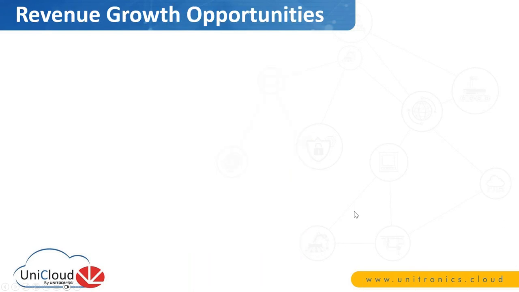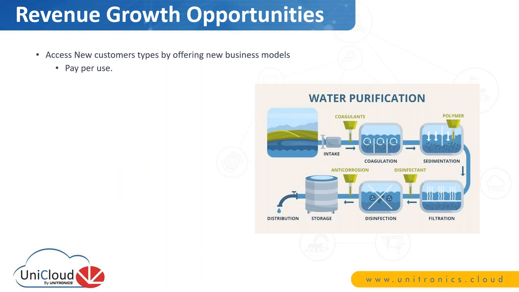Okay, so let's start. The first revenue growth opportunity we will cover is about new customer types. For example, customers who couldn't afford buying your machines before. And now with UniCloud, the data-driven capabilities and your machine data, you can offer flexible pricing models such as pay-per-use. And now those customers who couldn't afford your machine before can afford your services. So what is pay-per-use?